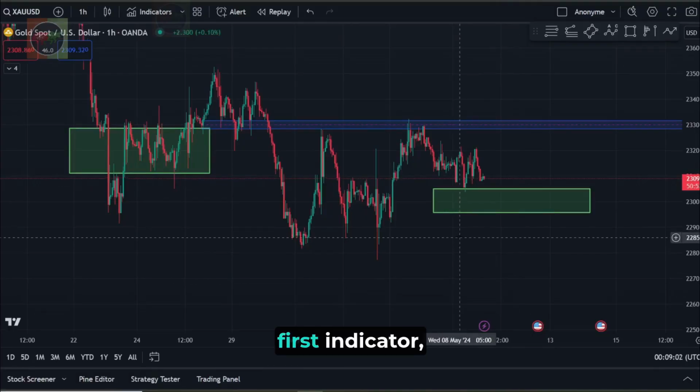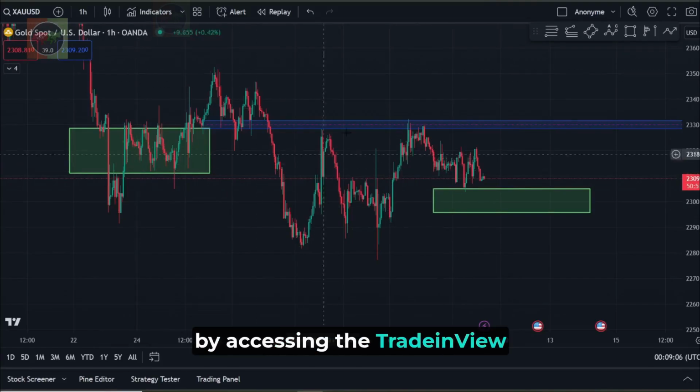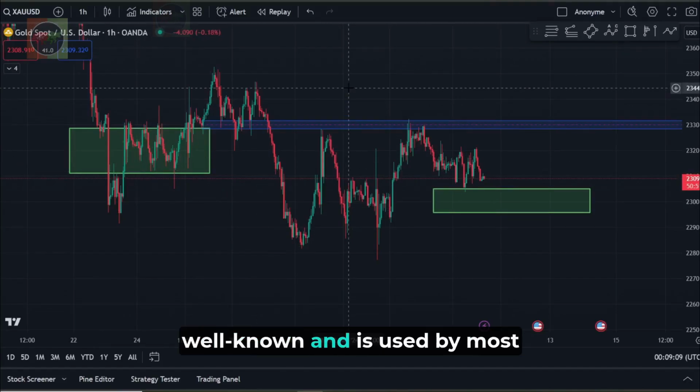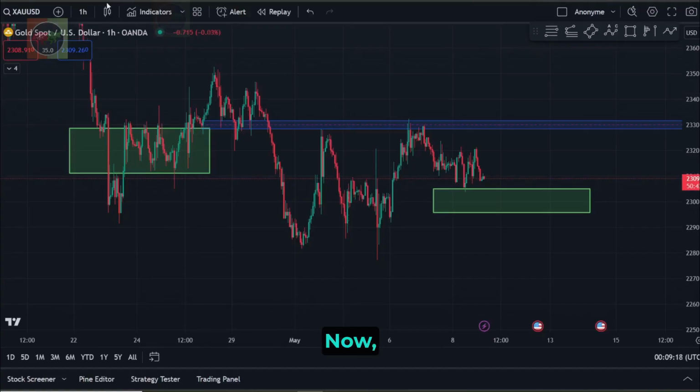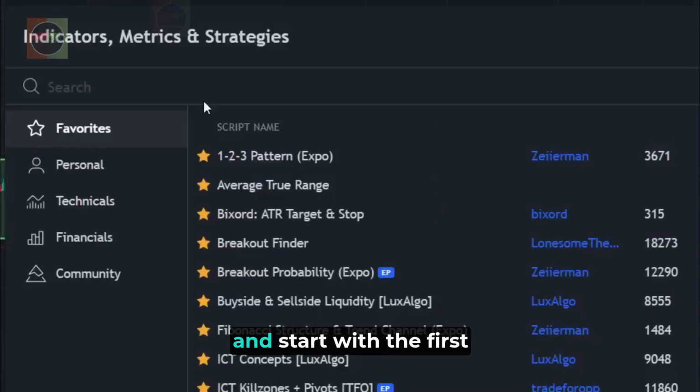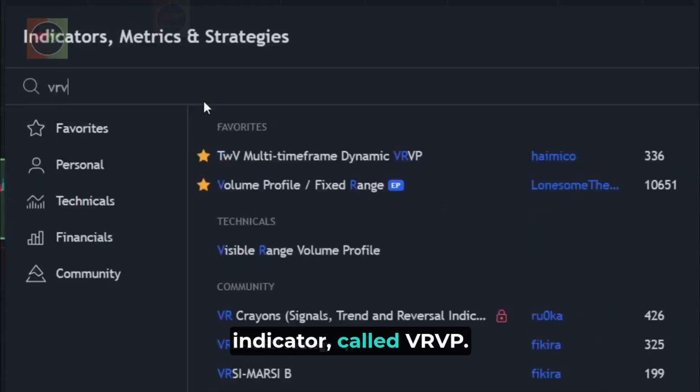We'll start with the first indicator by accessing the TradingView platform. The TradingView platform is well known and is used by most traders for analysis because it's simple, easy, and provides data for free. Now, let's move to the indicator column and start with the first indicator called VRVP.